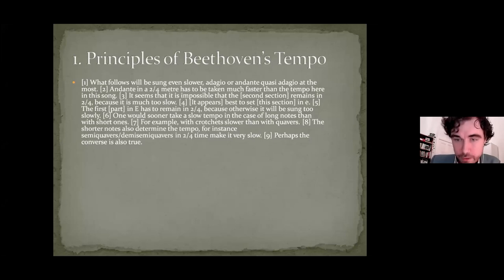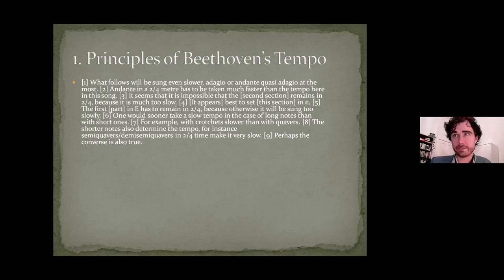One would sooner take a slow tempo in the case of long notes than with short ones. For example, with crotchets slower than with quavers. The shorter notes also determine the tempo. For instance, semiquavers or demi-semiquavers in 2/4 make it very slow. Semiquavers, 16th notes. Perhaps the converse is also true.